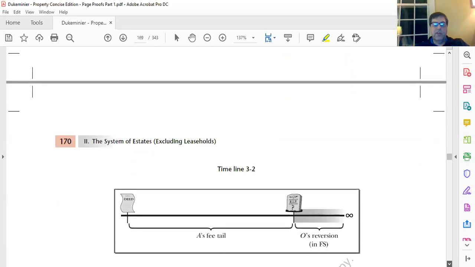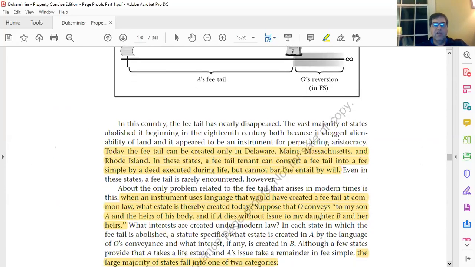Now, over on page 170, they tell us that today the fee tail can be created only in Delaware, Maine, Massachusetts, and Rhode Island. And they note that in these states, a fee tail tenant can convert a fee tail into a fee simple by a deed executed during life, but cannot bar the entail by will. So if you are the holder of a fee tail estate in one of those four states, as long as you act while you're still alive, you can disentail the estate and turn it into a fee simple. But if you wait until you die, then you have lost that opportunity.